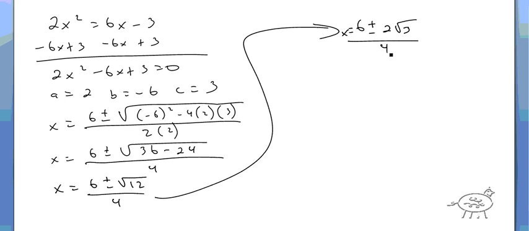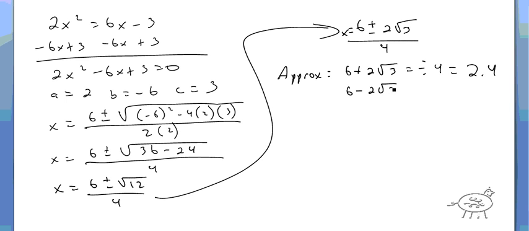Okay, so now if I want to get an approximate answer, that's going to be just typing that in your calculator. 6 plus 2 square root of 3 equals, and divide that by 4. And that should give you about 2.4. Then we'll do 6 minus 2 root 3 equals, divided by 4, and that gives me about 0.6. Okay, so these are your approximate answers.